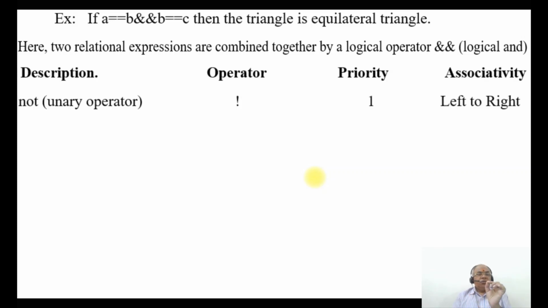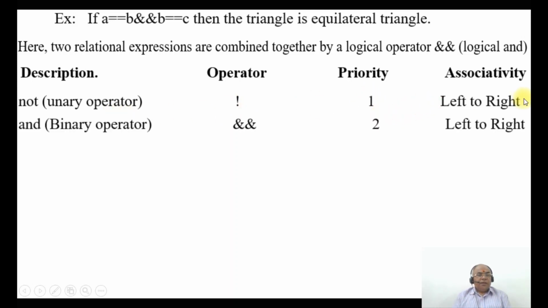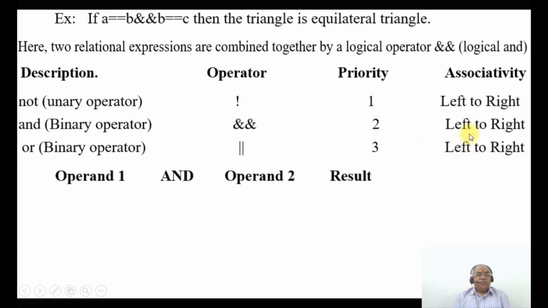So, not is a unary operator. Not means an exclamatory mark. Priority is 1, left to right. AND is a binary operator, second priority, left to right. Then OR is a binary operator, double vertical bars, priority 3, left to right.